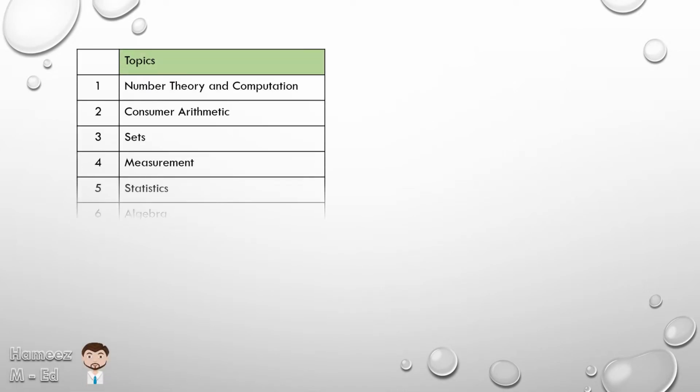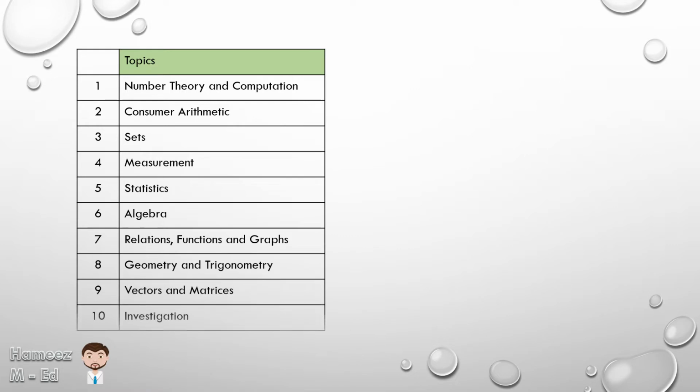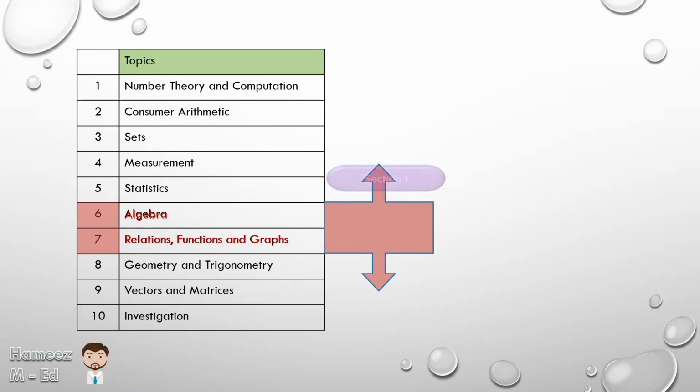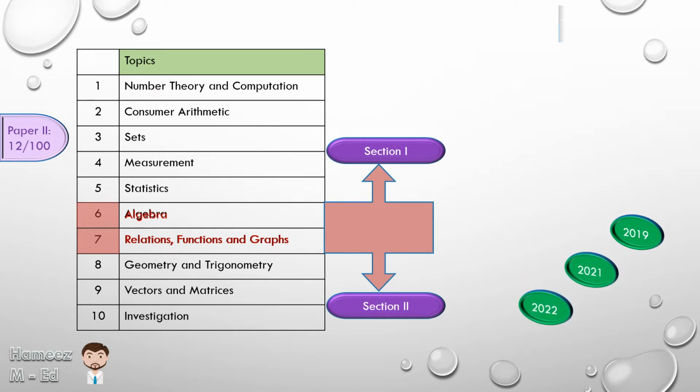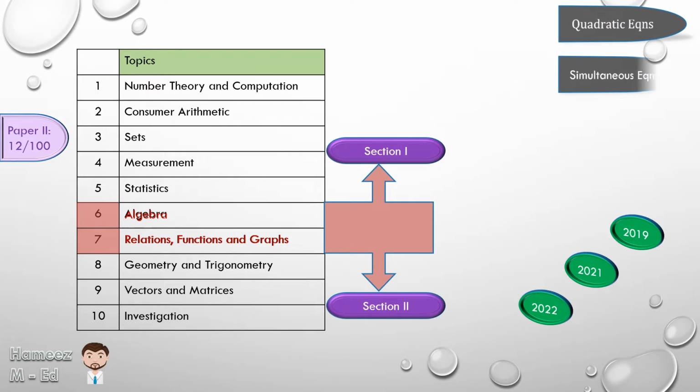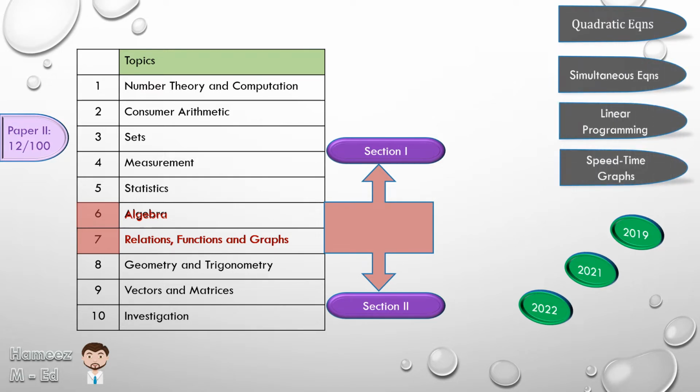Let's recap the 10 major topics in CSEC Mathematics, and this video deals with topic number 6, algebra, and topic number 7, relations, functions, and graphs. Both of these topics come as individual questions in section 1 of the paper and as one combined question in section 2 of the paper, which is what this video is about. This combined question is worth 12 marks out of 100 in paper 2. Some of the major topics that are tested in this include quadratic equations, simultaneous equations, linear programming, speed-time graphs.